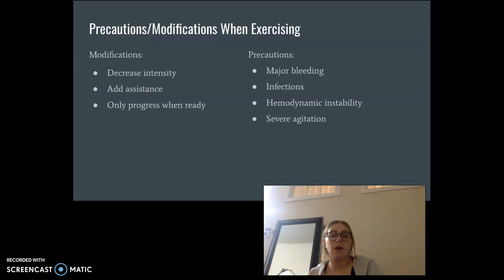And then some of the precautions I would like him to look out for when exercising are major bleeding, any infections, hemodynamic instability, which is a big one, and that's basically just an abnormal or unstable blood pressure, and severe agitation.